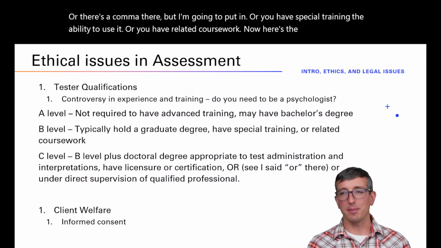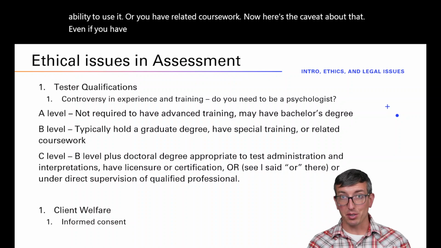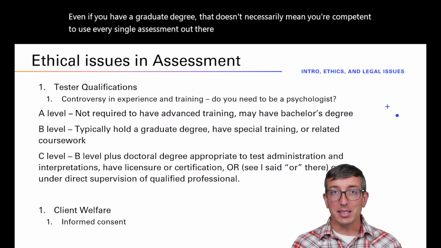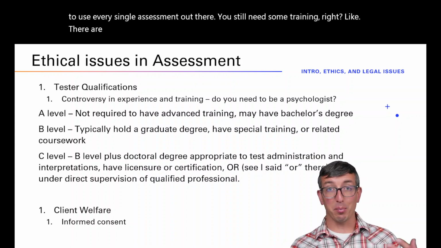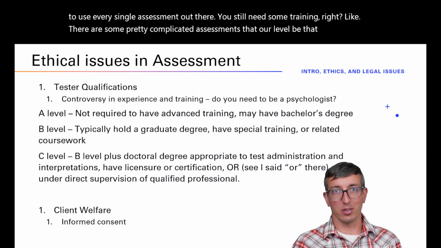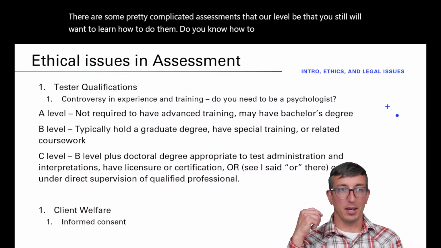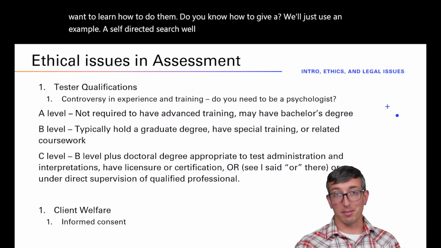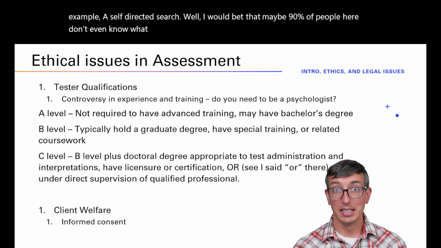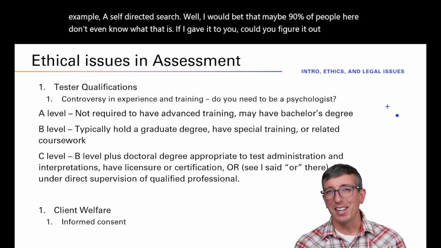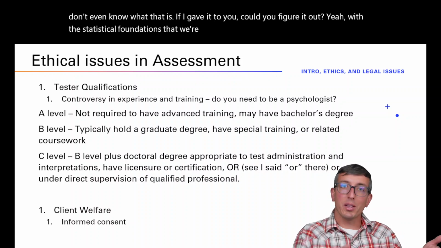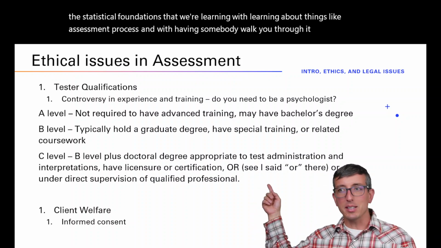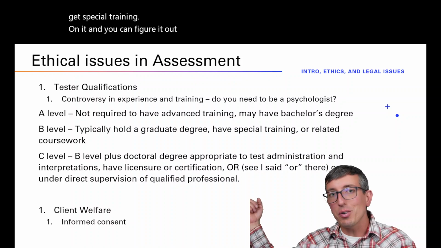Now, here's the caveat about that. Even if you have a graduate degree, that doesn't necessarily mean you're competent to use every single assessment out there. You still need some training, right? There are some pretty complicated assessments that are Level B that you still will want to learn how to do. Do you know how to give, we'll just use an example, a Self-Directed Search? Well, I would bet that maybe 90% of people here don't even know what that is. If I gave it to you, could you figure it out? Yeah, with the statistical foundations that we're learning, with learning about things like assessment process, and with having somebody walk you through it, sure, you can get special training on it and you can figure it out, right? And then you can be competent to do it.